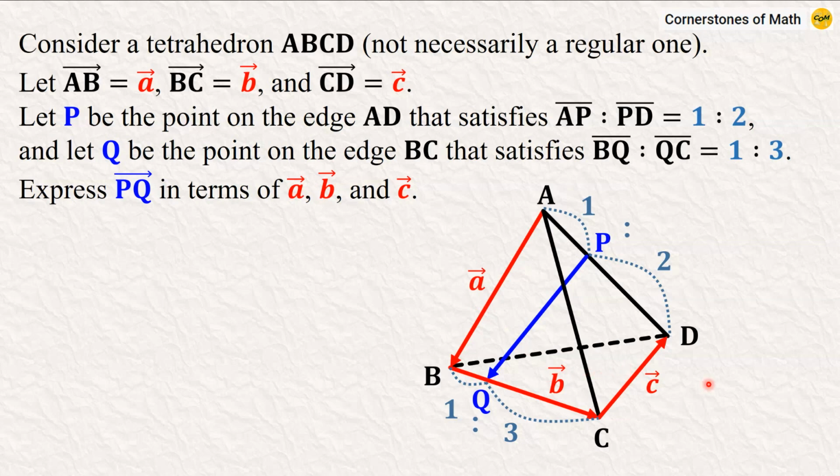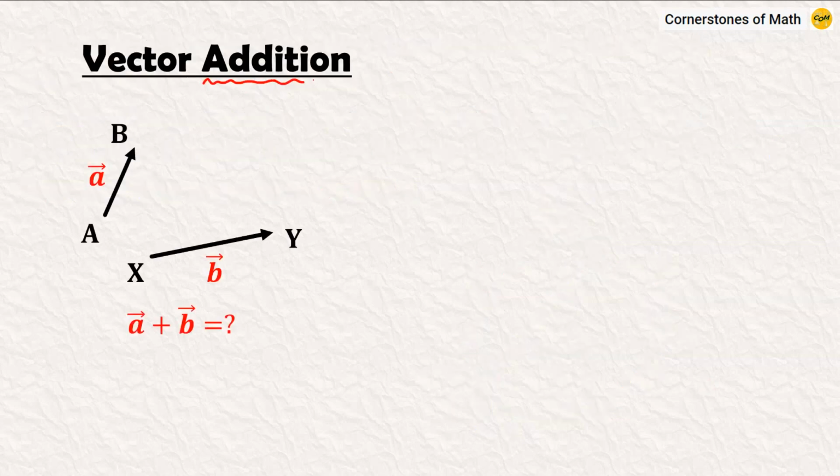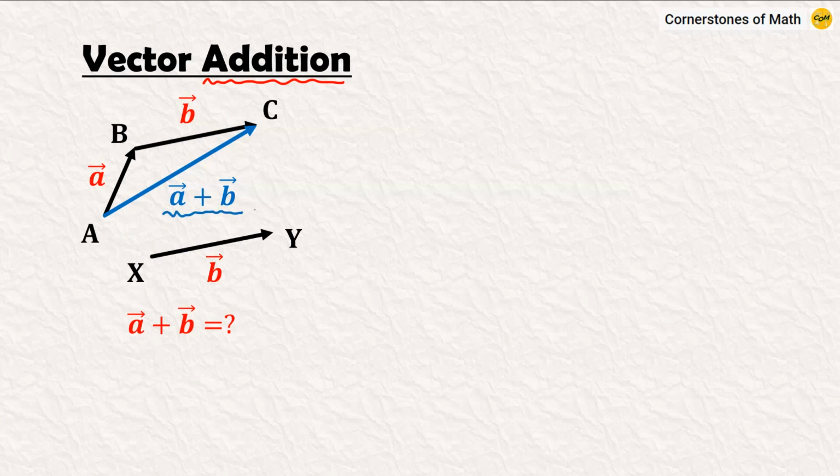Alright, before we handle this specific problem, let us remind ourselves of some of the most basic properties of vector operations, such as how we add vectors. For example, for these two given vectors A and B, what is the vector A plus B? Well, the first thing you have to do is to translate the vector B so that the tail of vector B coincides with the head of vector A, in this example, at this point B. Next, you draw an arrow from the tail of vector A to the head of vector B, and then you obtain the vector A plus B.